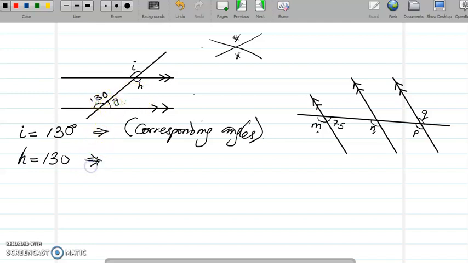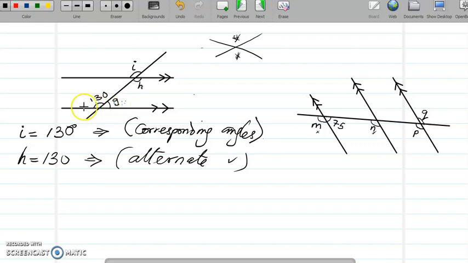What do we call that? Alternate angles. Alternate angles. Fine and good. Which we find out that I and H are still equal, 130, and we still call them what? Vertical opposite angles. We did that last time. Vertical angles.